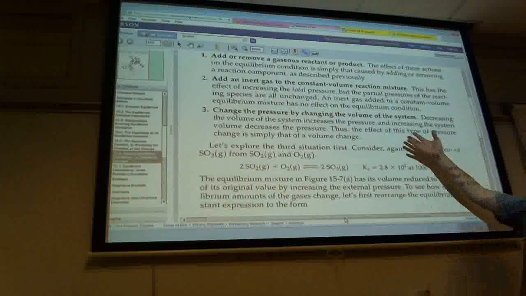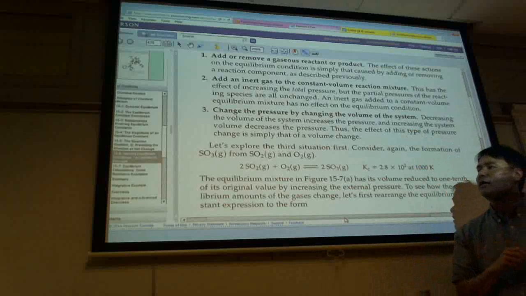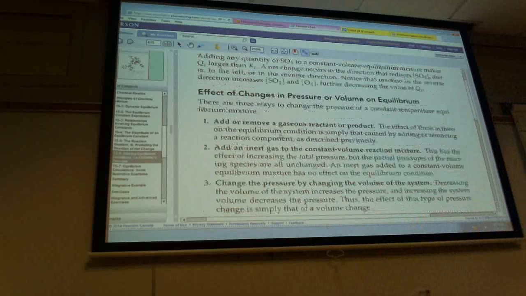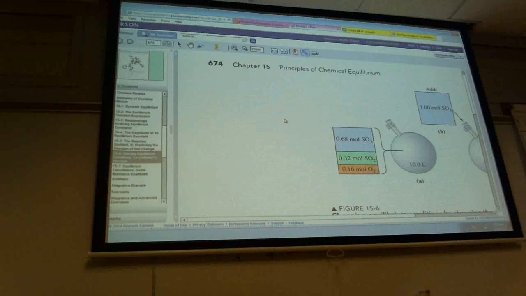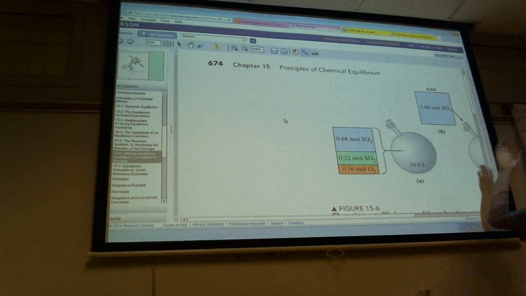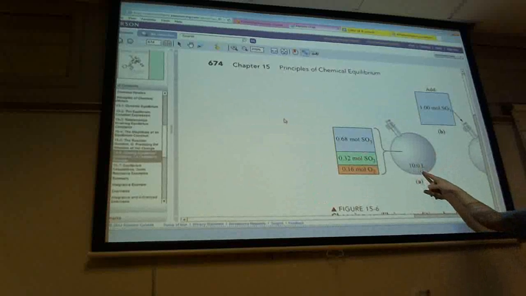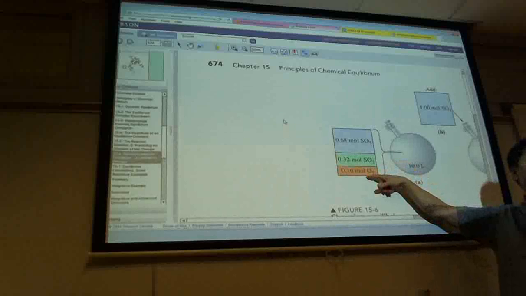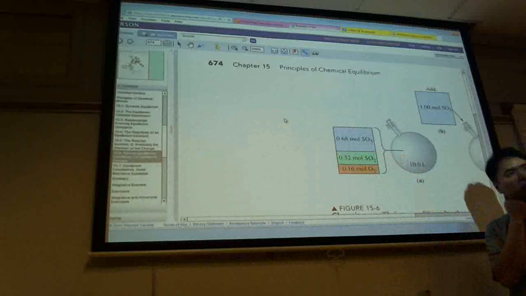Okay, now change the pressure by changing the volume of the system. If I add more reactant, that's definitely going to change the reactant side. But what happens if I just go from 10 liters to 20 liters? Then it's going to cut all the concentrations in half. If I cut all the concentrations equally in half, will it still be at equilibrium?